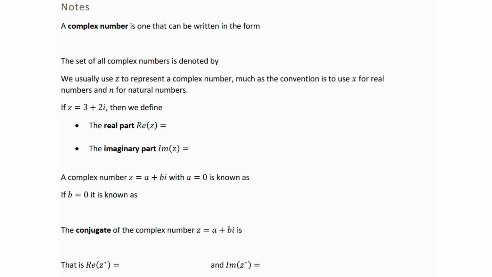So let's talk a little bit more about these imaginary numbers. Now, imaginary numbers are a part of what we're dealing with here, but what we're really interested in is what are called complex numbers. Complex numbers are a combination of a real number and an imaginary number. And all complex numbers can be written in the form a plus bi, where both a and b, those coefficients, are real numbers. So this is some real number plus some real number multiplied by i.